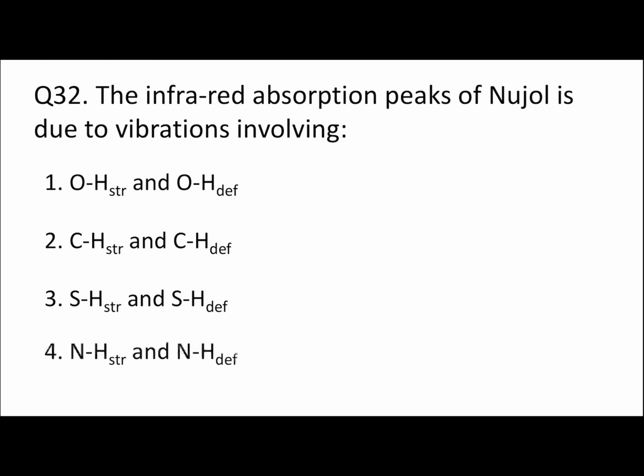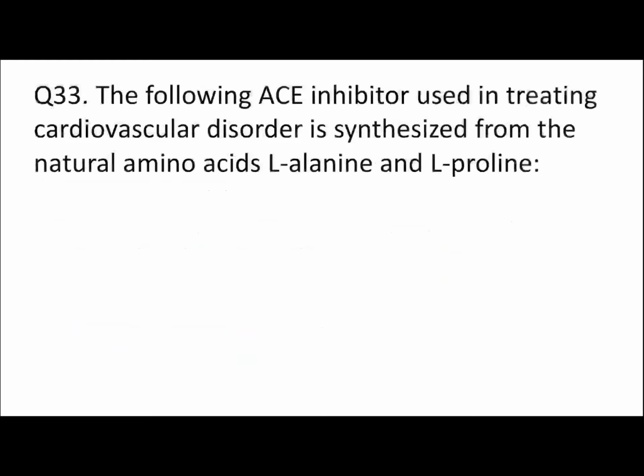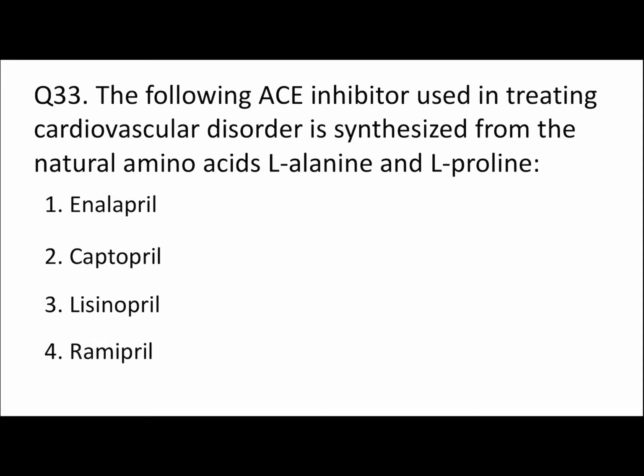Let's see next. The following ACE inhibitor used in treating cardiovascular disorder is synthesized from the natural amino acids L-alanine and L-proline. Let's see which are these ACE inhibitors: enalapril, captopril, lisinopril, or ramipril. You have to identify one drug which is primarily prepared from L-alanine and L-proline. So let's see the compound.